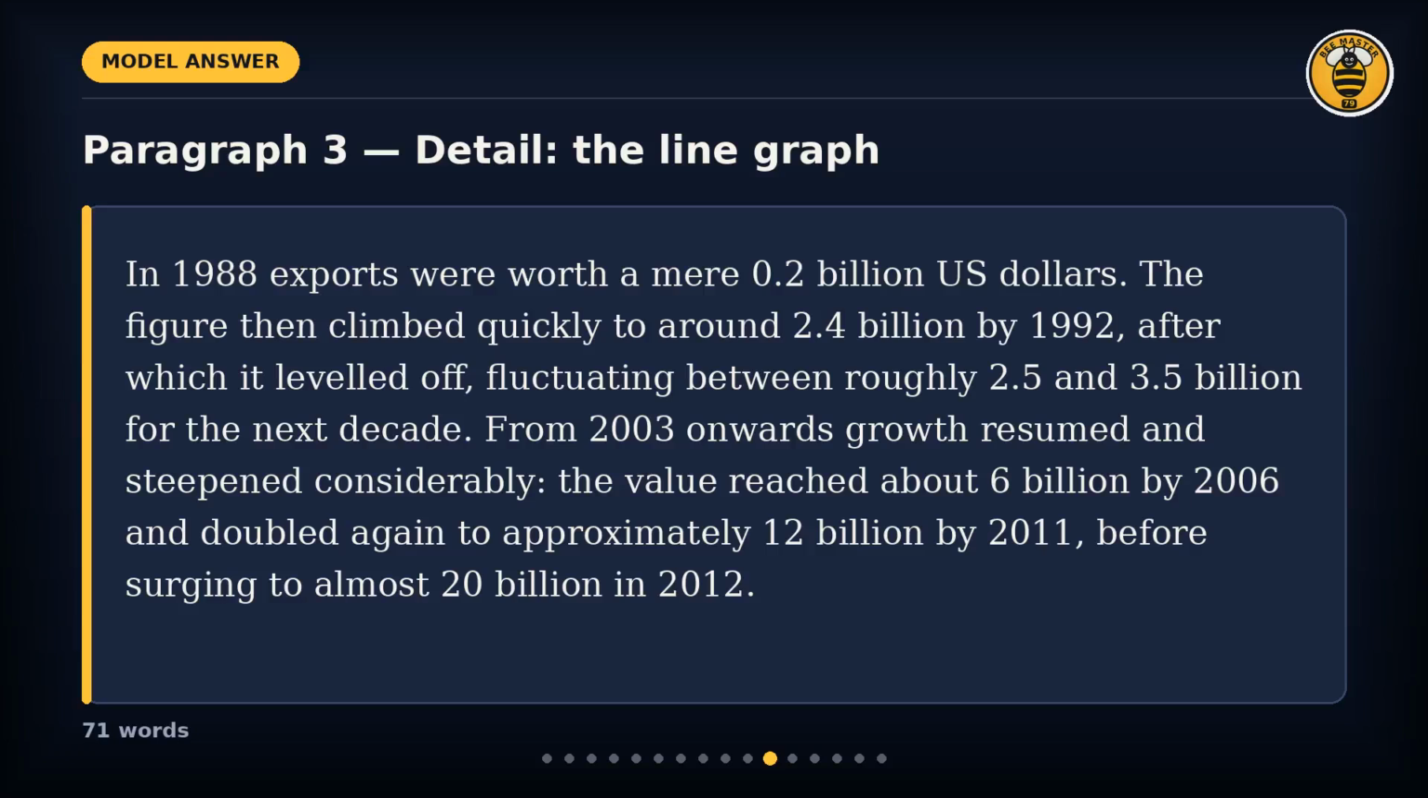Paragraph 3. The line graph. In 1988, exports were worth a mere 0.2 billion United States dollars. The figure then climbed quickly to around 2.4 billion by 1992, after which it leveled off, fluctuating between roughly 2.5 and 3.5 billion for the next decade. From 2003 onwards, growth resumed and steepened considerably. The value reached about 6 billion by 2006 and doubled again to approximately 12 billion by 2011 before surging to almost 20 billion in 2012.